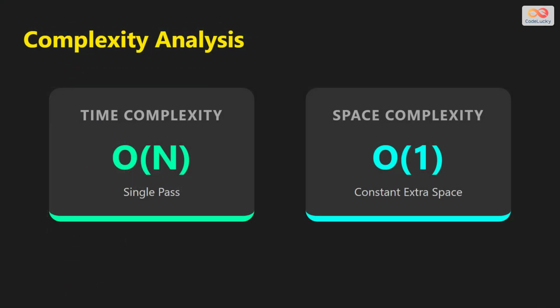This solution is highly efficient. The time complexity is O of n because we pass through the array only once. The space complexity is O of 1, or constant space, because we only use a few variables to track the fuel and indices, regardless of the input size.